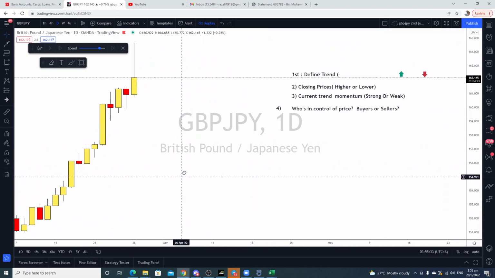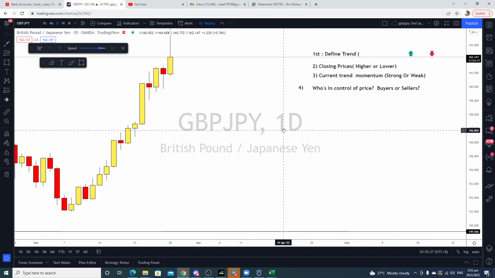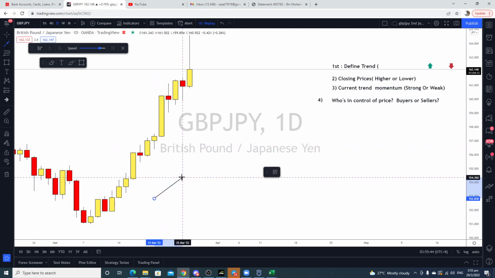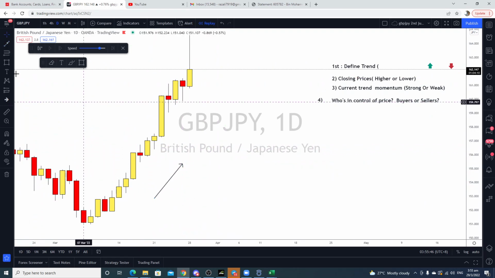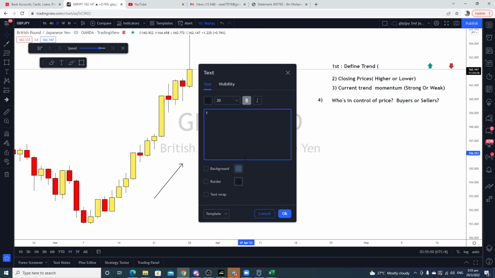So in this case, you look at pound yen, define the trend. The trend is obviously uptrend. Okay, so we answer number one, right? Number one, we answer is an uptrend. So you roughly knew, you already get one clue, uptrend.